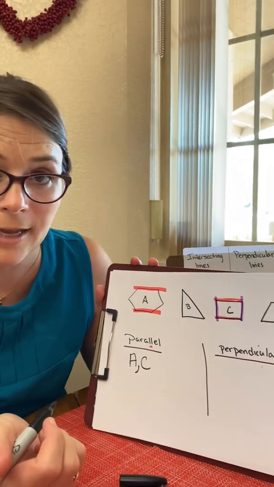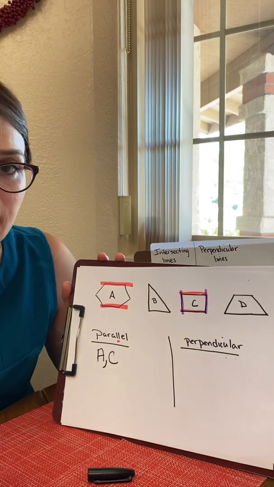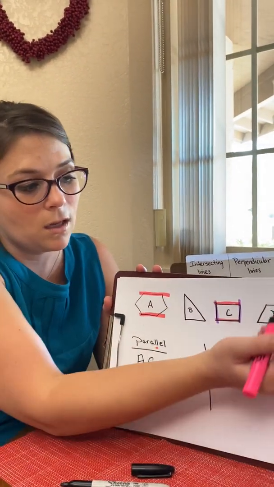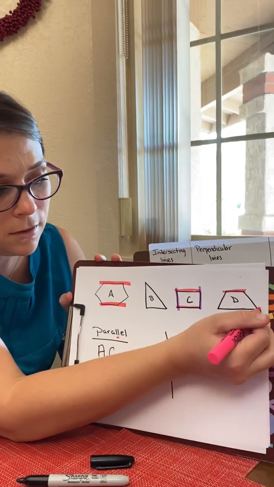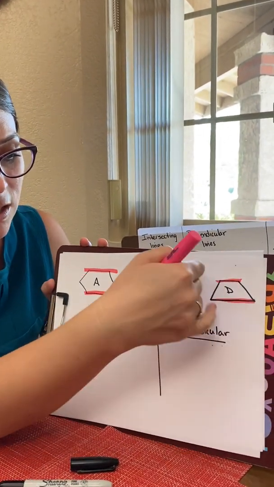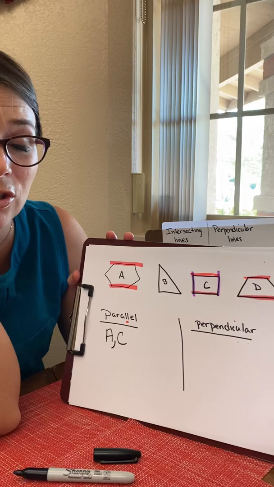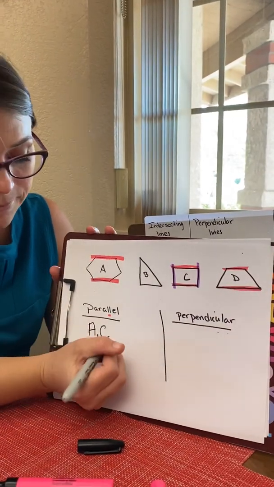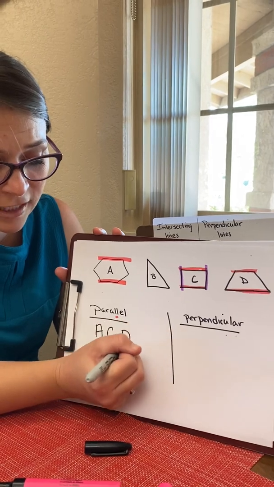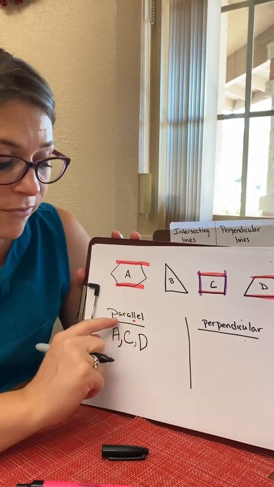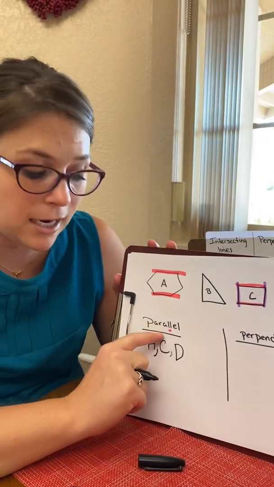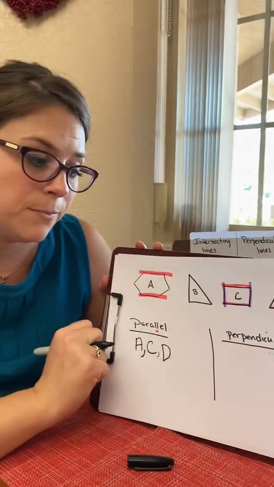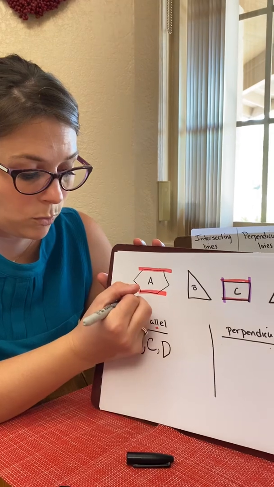So now I'm going to look at D. Do I have any sides that could be parallel? Again, I'm going to look at my top and my bottom. Are those 2 sides that could be parallel that will never intersect? And the answer is yes. So if I had to choose all the shapes that have parallel sides, I would choose A, C, and D. So that's like question number 1.